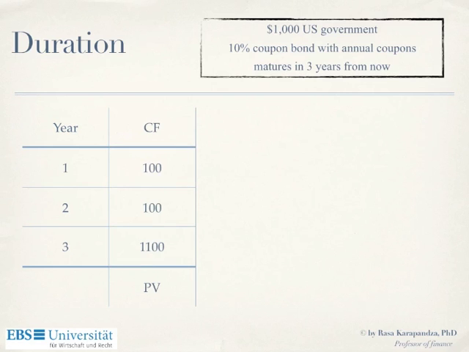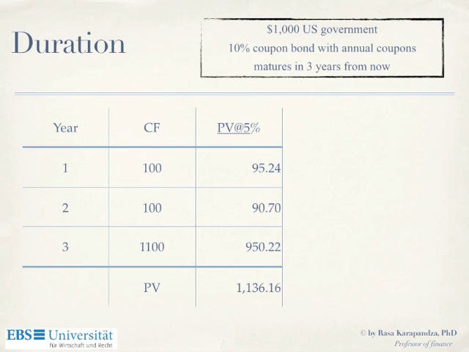So in year 1 you get $100, in year 2 you get $100, and in year 3 you get the face value of $1,000 plus $100. What happens now? What do we need to do? We need to calculate, let's say that the annual rate is 5%. If the annual rate is 5%, present value of each of these cash flows, you can easily calculate it.